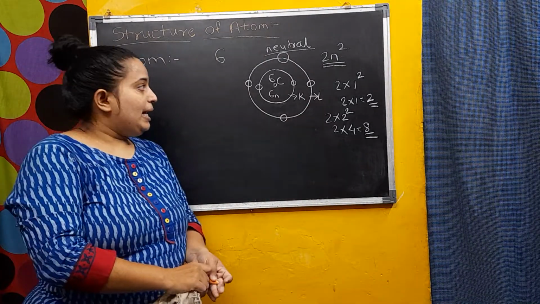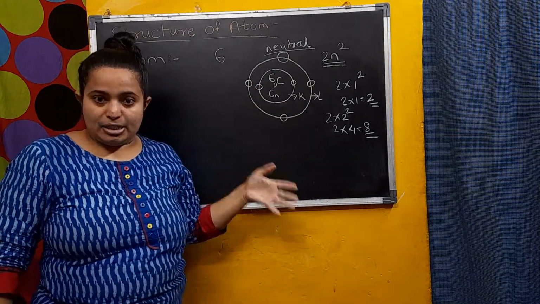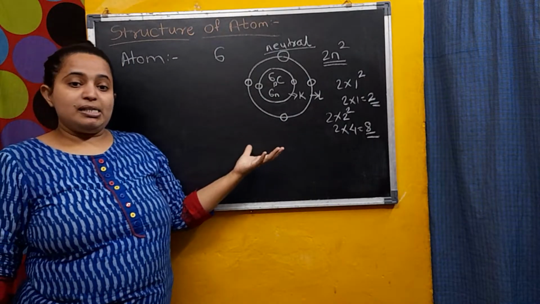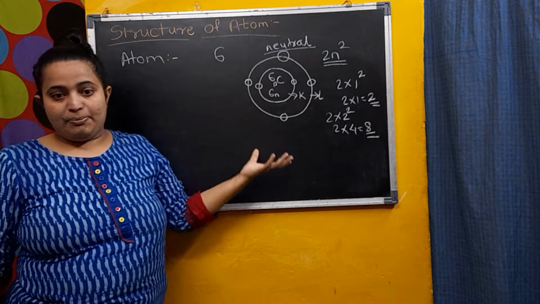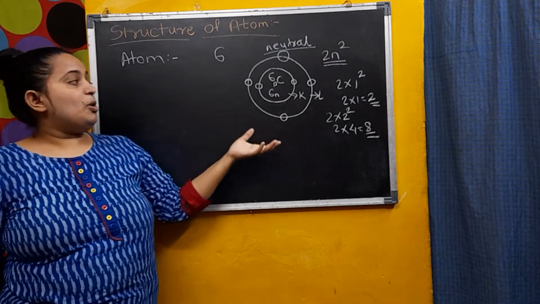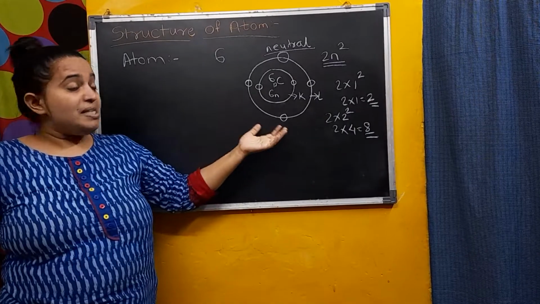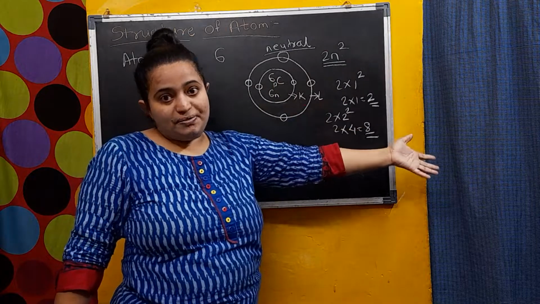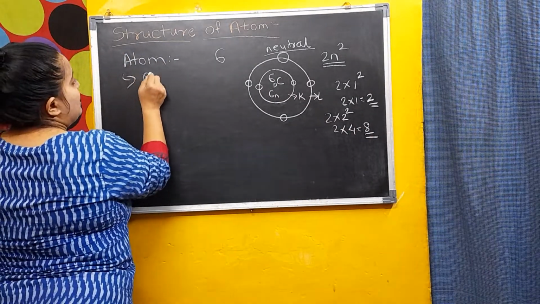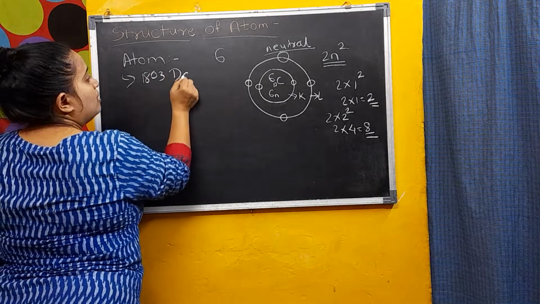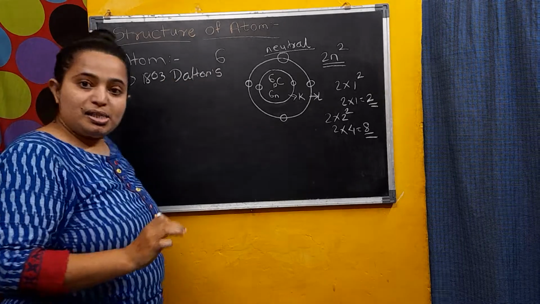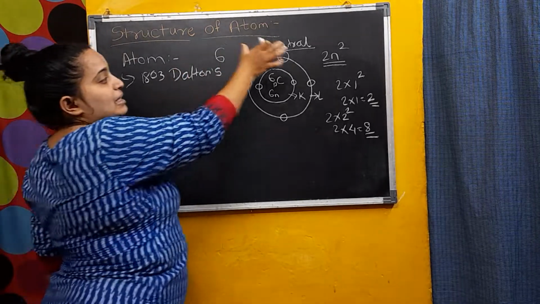Here, there are so many scientists who proposed atomic theories. The first was a Greek thinker, Democritus. He gave the name atomos, a Greek name that means uncuttable. The atom is indivisible. Then the scientist Dalton came in 1803 and proposed the first theory, known as Dalton's atomic theory.